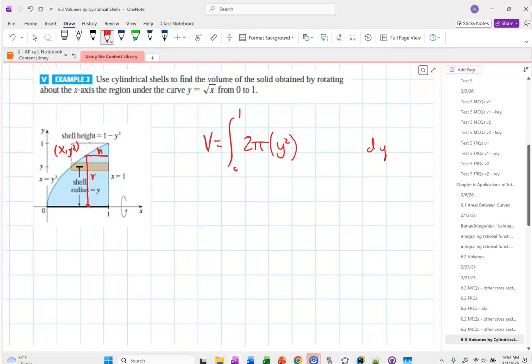So if I think about this distance, the distance from here to here is 1, right? And the distance from here to here is x. So that distance h should be 1 minus y squared, because I want it in terms of y, not in terms of x. Well, it's like 1 minus x, but x is equal to y squared, right? Because I'm integrating with respect to y. Does that feel okay?